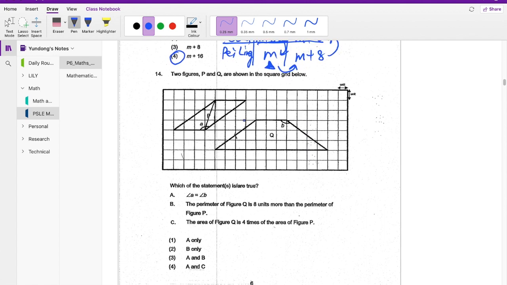Okay, let's see question 14. The two figures P and Q are shown in the square grid below. Which statements are true? The first one says angle A equals angle B. For this shape P, it's very clear it's a parallelogram. Then this one is a trapezium, and this one is symmetric.